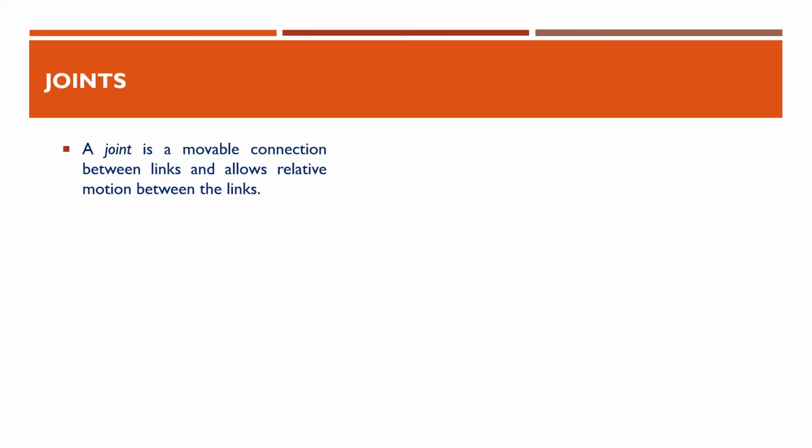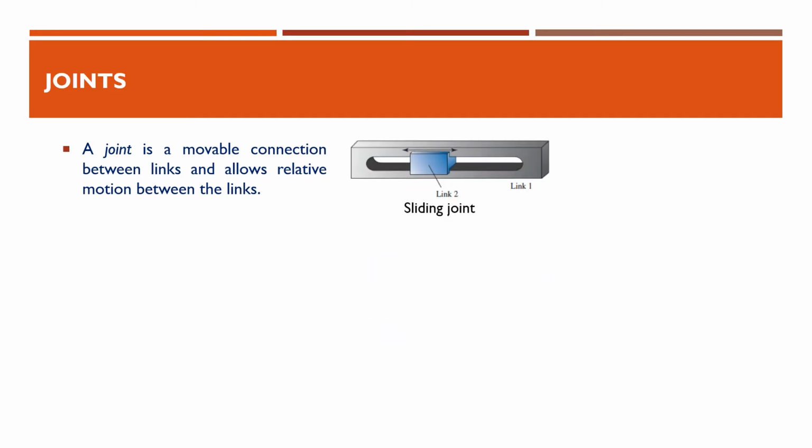So first, let's start with the joints. What is the basic definition of a joint? A joint is a movable connection between links and allows relative motion between the links. Here is one example of a joint. This is a sliding joint. From the figure itself, you can see that link 2 can slide inside link 1. So it is an example of a sliding joint, which is one type of joint.